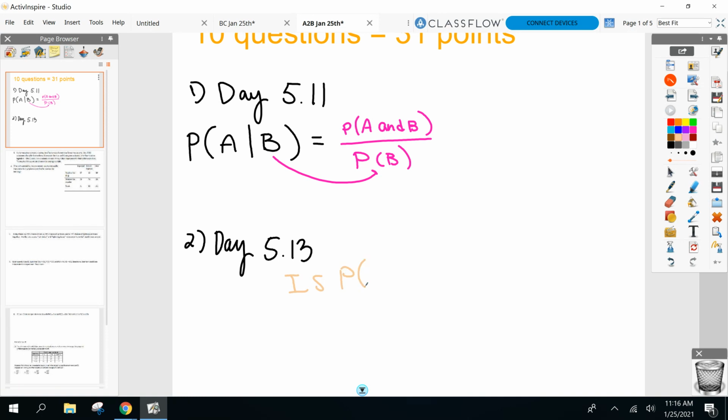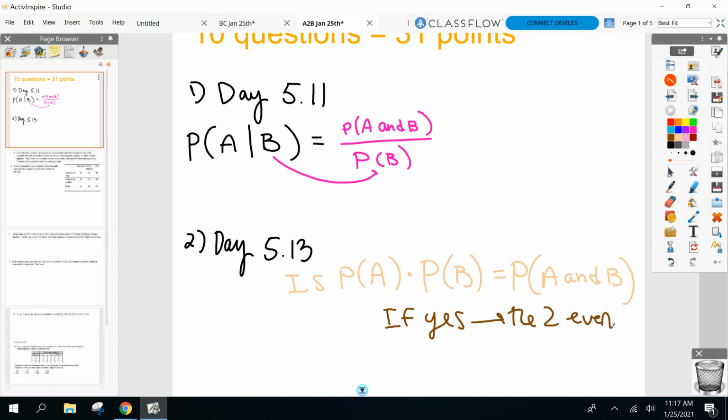Is the probability of A times probability of B equal to the probability of A and B? And you get those values from a table. You get those values from facts I give you in the problem. If your answer is yes, they are independent. So if both sides are equal to the same decimal, if yes, the two events are independent. One has no effect over the other.